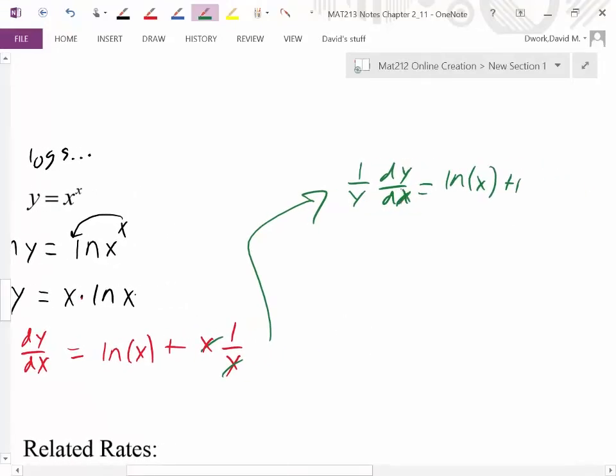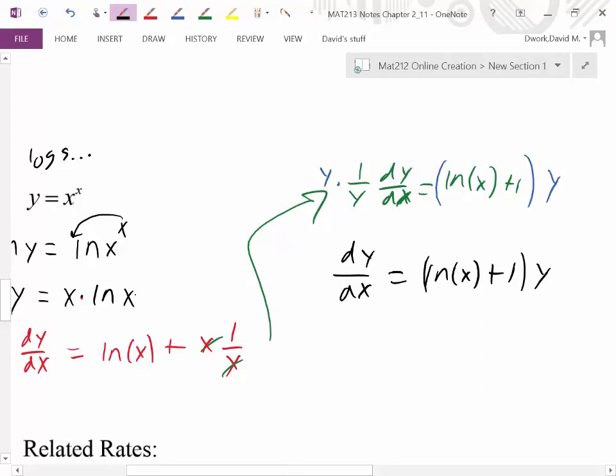All right, so we're almost done. We almost have our derivative. We just have dy/dx. It's not by itself. It's being multiplied by 1 over y. So I can multiply both sides by y, right? And that gives me dy/dx is equal to the natural log of x plus 1 times y.